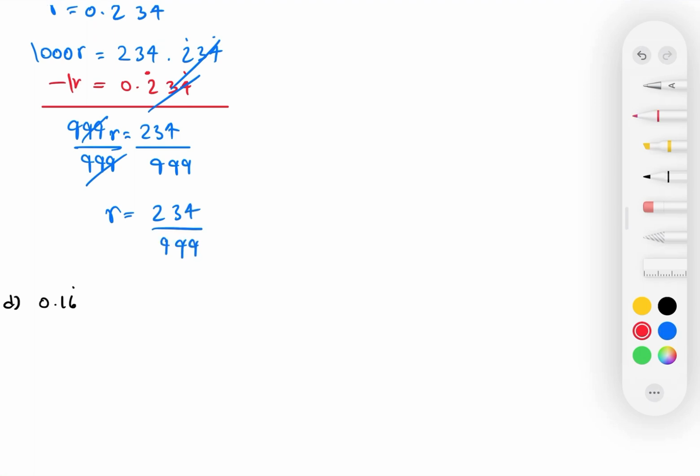Now, which number can simplify this fraction? If I divide this side by 9, I can also divide this side by 9 as well. So that should give me 234 divided by 9, and that would be 26 over 111.